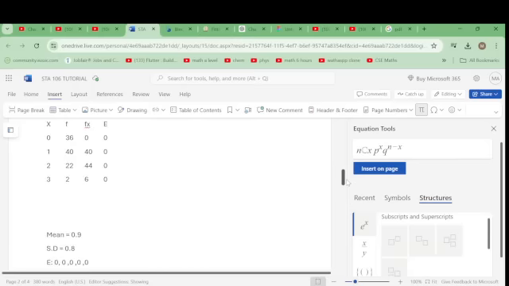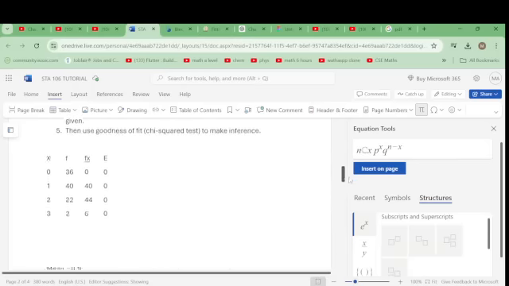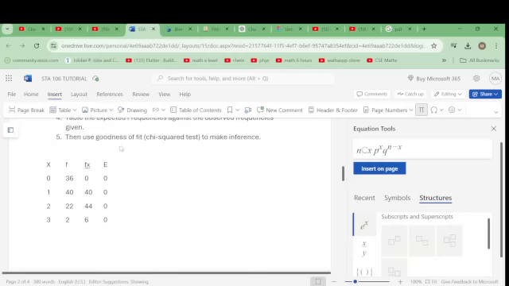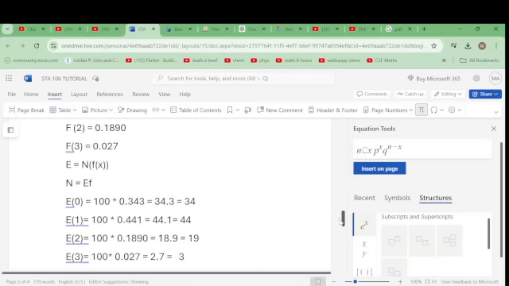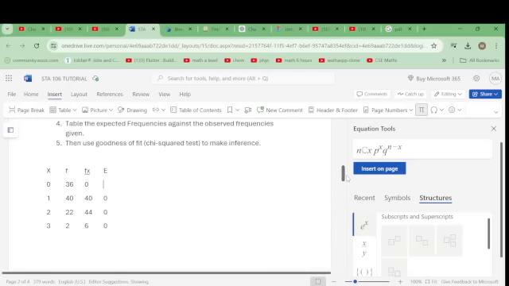So we will update our data. Where do we create that data? I think we created the data somewhere. You can just update it to what we just get now. So what do we get? We get 34, 44, 19, 3. So this is our table. 34, 44, 19.